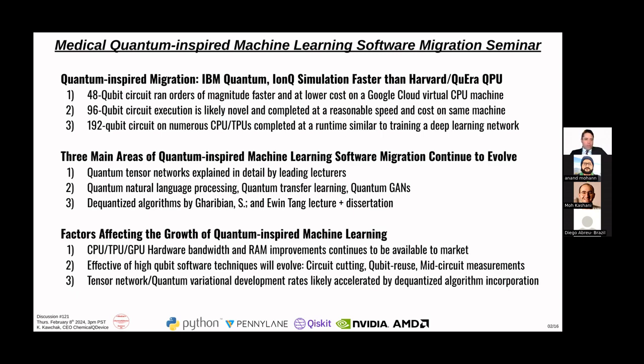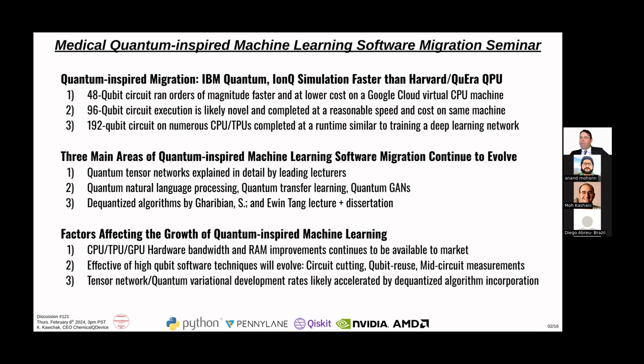So I'll go over these other things too, as far as the factors affecting growth in this. You've heard me talk about software and hardware a little bit, that both software and hardware are very likely going to increase at a good clip. And we're going to see even higher circuits. But this 192 qubit circuit is something that everybody said was impossible, right?